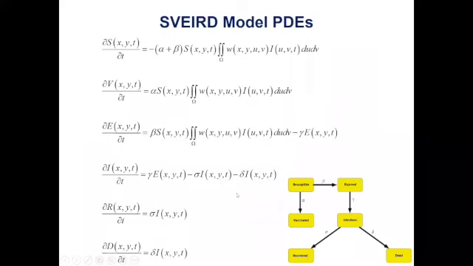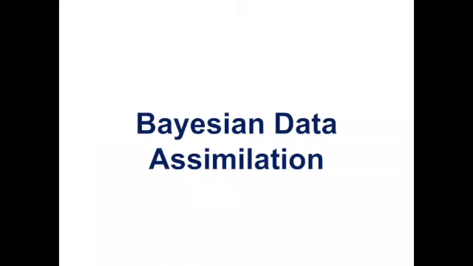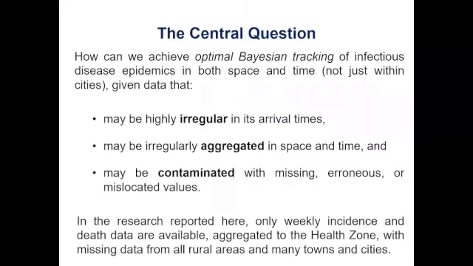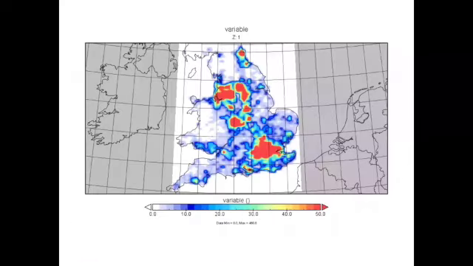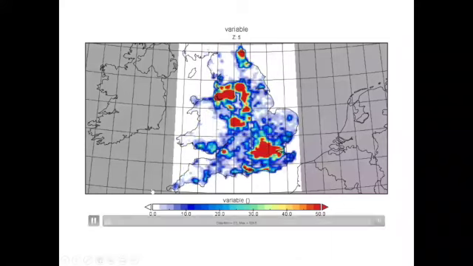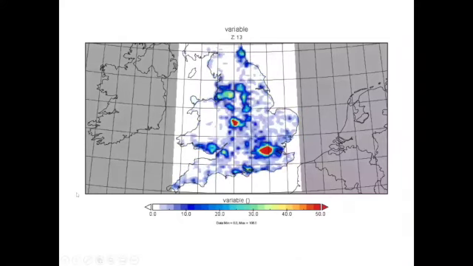And the dynamic models for the SVE-IRD. The core of my research is actually to work with Bayesian data assimilation, because we have plenty of data available and we want to incorporate the data as we progress with the epidemic model. So I'm going to show you how we handled the 20-year measles data.